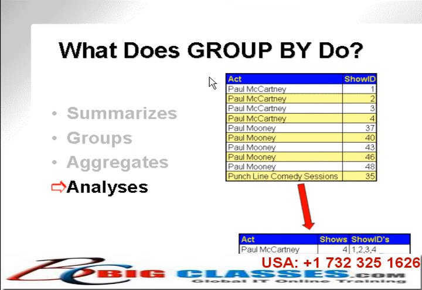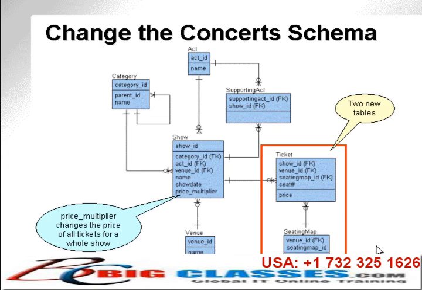That's a very simple introduction to group by. It summarizes, groups, aggregates, and can be used to analyze. We will get to analysis at a later stage. All you can see here from the diagram is that I've taken Paul McCartney, Act 1, 2, 3, 4, and simply added him up into 4 shows, and here I have a listing of which shows they are, show IDs 1, 2, 3, and 4. At this stage, I want to make a change to the concert schema.